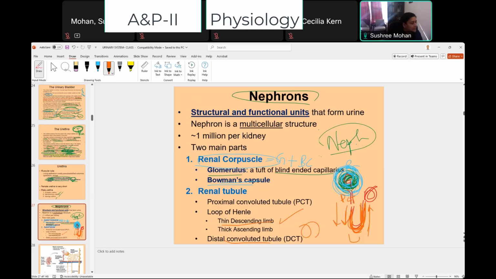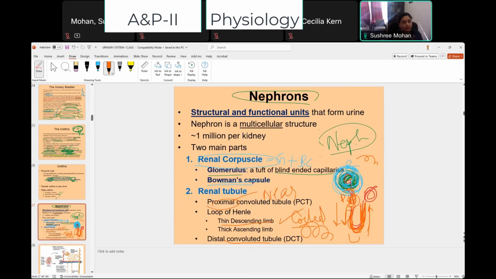Convoluted means it's coiled. The word convoluted means it is coiled up. So proximal convoluted, it doesn't look straight like this. It looks coiled. Okay, like this, coiled. So proximal means nearer. It is near. Proximal means near, so near to the glomerulus.